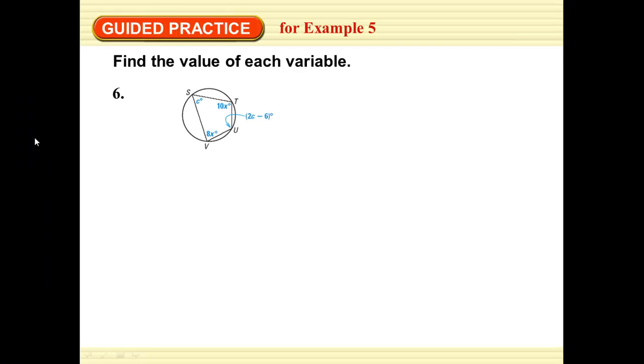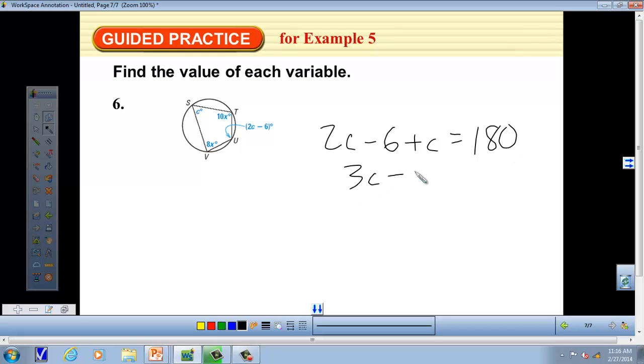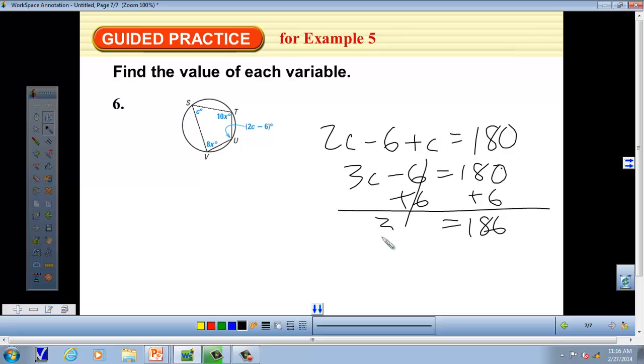And we've got one more, I think. Again, opposite angles are congruent, so 2c minus 6 plus c equals 180. We're going to get 3c minus 6 equals 180. Adding 6 to both sides, oops, sorry, this should be 180. I'm thinking ahead here, sorry about that, guys. 180 plus 6 is 186, and those cancel, and that's equal to 3c. Dividing both sides by 3, c is equal to 62.